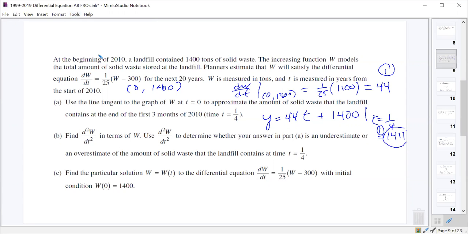Okay. Part B, we're going to find the second derivative, which should be pretty straightforward after the ones we did yesterday. So for our second derivative, we'll take the derivative of our first derivative, that 1/25. That's a constant, it's going to stay out there. And the derivative of W minus 300 ought to be dW/dt. So we end up with 1/625 times W minus 300.